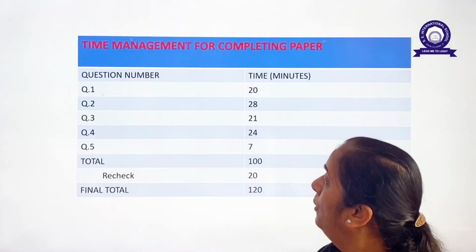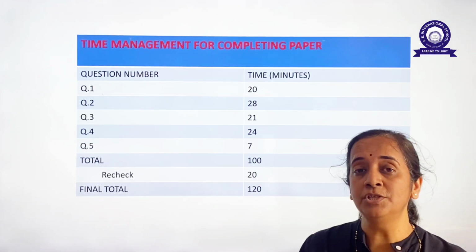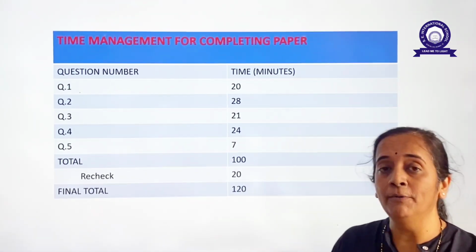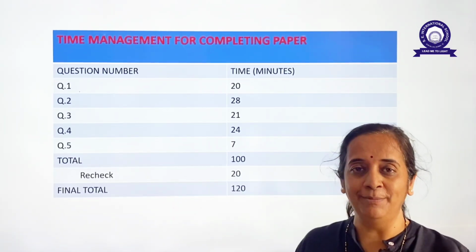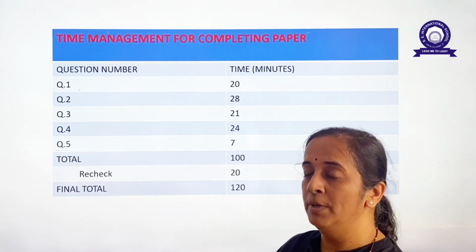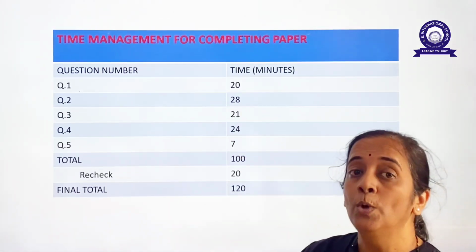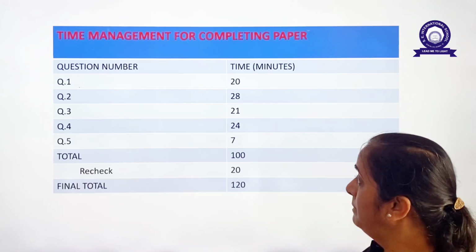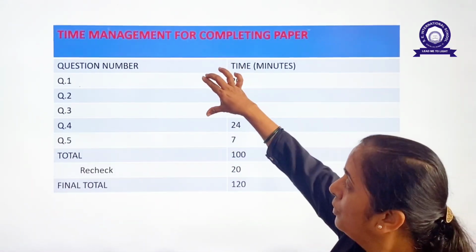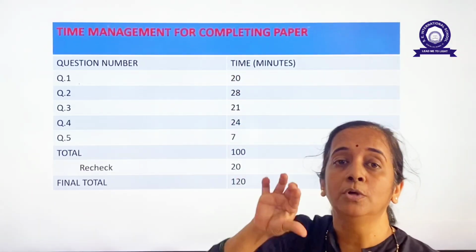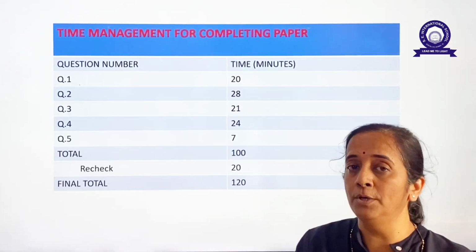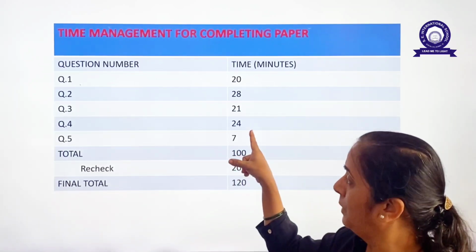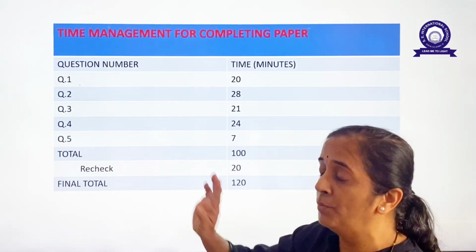Now, how to manage the time to finish our paper within the given time period? As you know, we have to complete our paper within 2 hours, that means 120 minutes. We have to complete question number 1 within 20 minutes, question number 2 within 28 minutes, question number 3 within 21 minutes. That means for questions 1 to 3, we have to cover our paper within 1 hour to 1 hour 10 minutes. And then you can use approximately 24 minutes to finish question number 4.